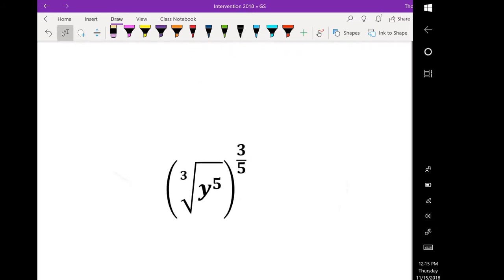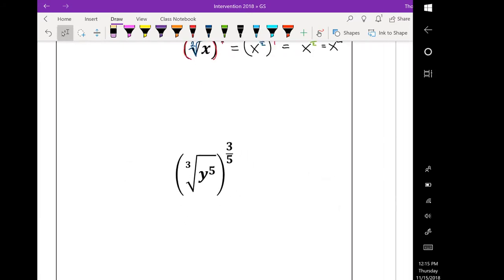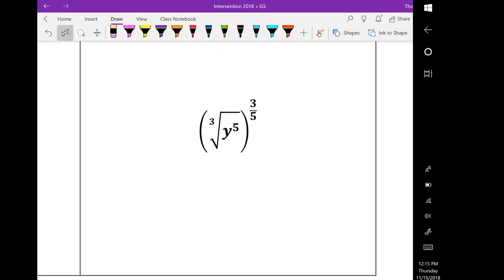The next question looks a lot more complicated, but we can apply the same kind of thing. So hopefully you've tried these out. Right down below I see I have a radical 3. So I'm going to rewrite this as y to the 5th on the inside. That's my inside piece in black. And then the blue radical is a cubed root, or a 1/3. And then the last piece on the outside is 3 over 5.